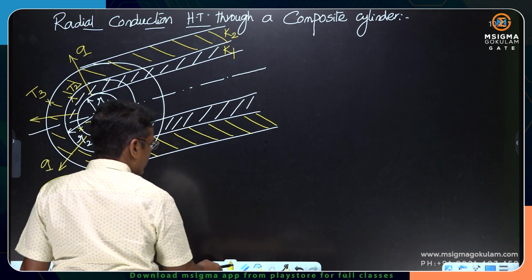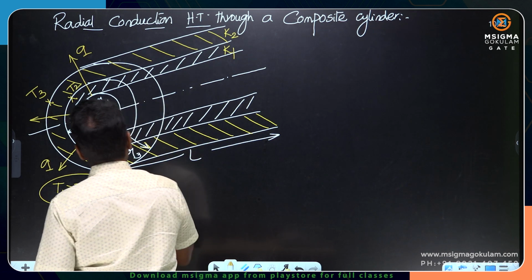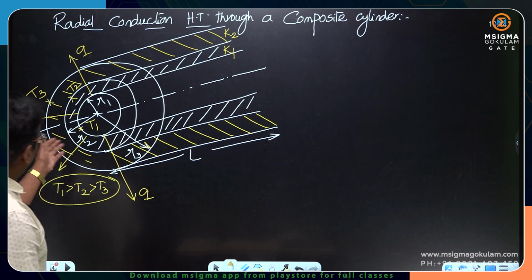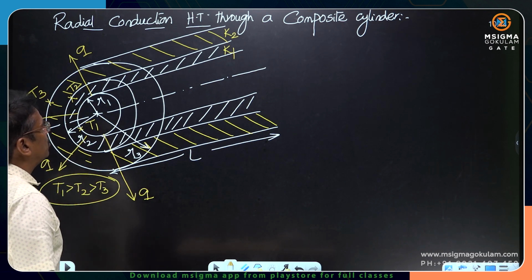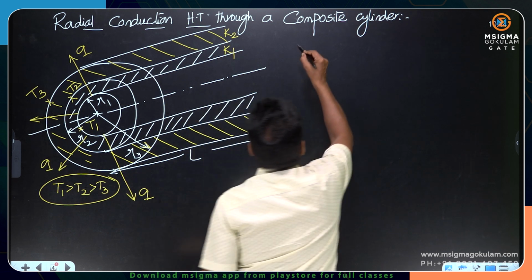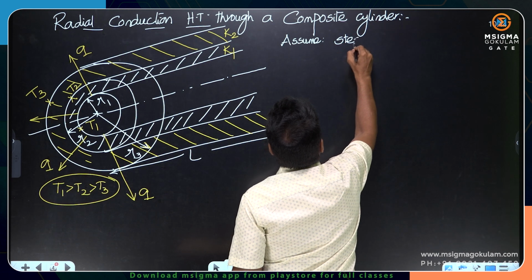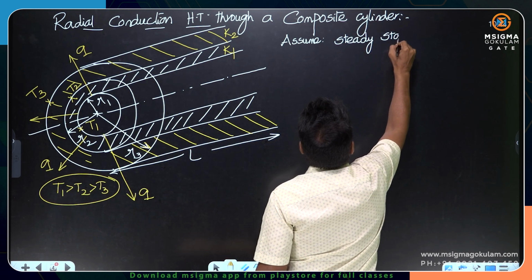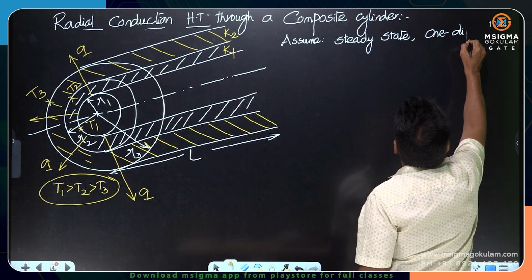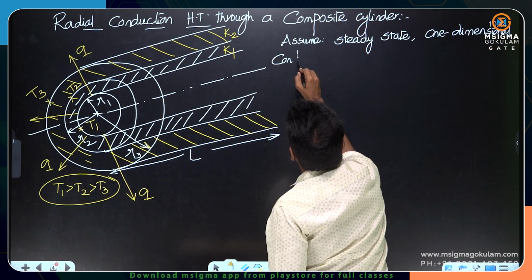L is the length of the composite cylinder. This is the rate of radial conduction heat transfer Q, with T1 greater than T2 greater than T3. Assume steady state, one-dimensional conduction heat transfer through a composite cylinder.